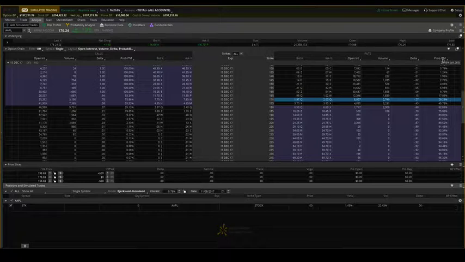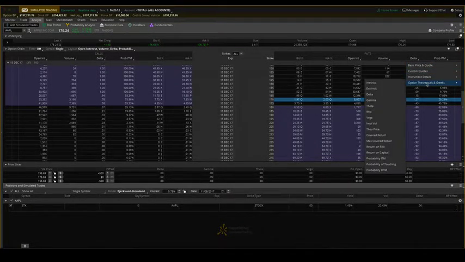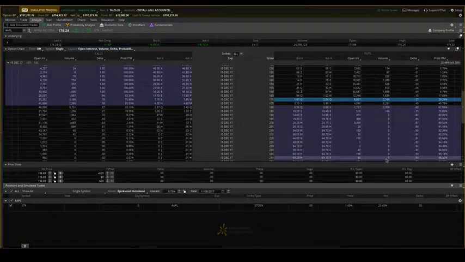Now, just to show you in my option chain on Thinkorswim, if I click in the header here of the option chain, go down to option theoreticals and Greeks, I can go over to probability of being in the money. ITM is probability of being in the money. So what that means is at expiration, this option has a 29.29% chance of being in the money. Okay?